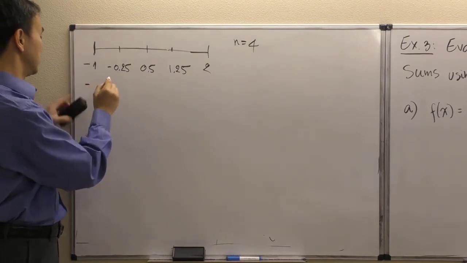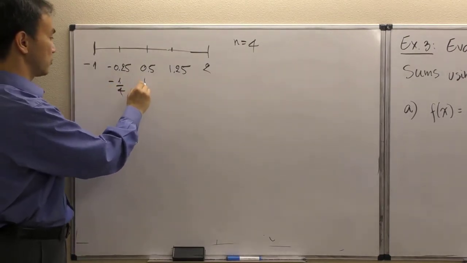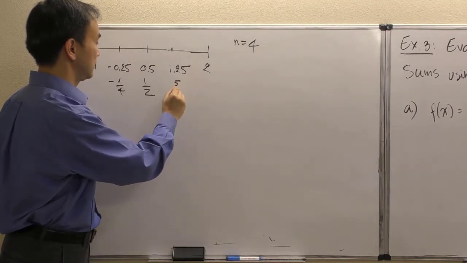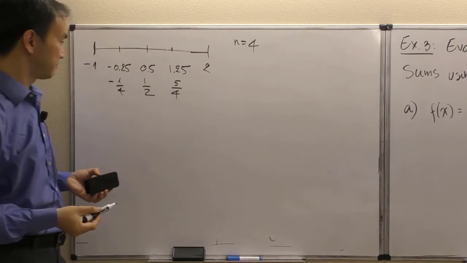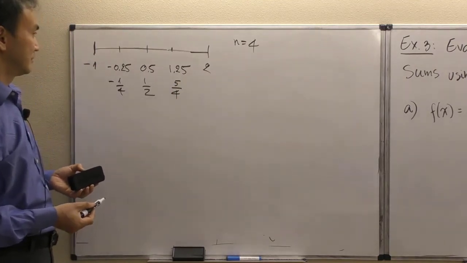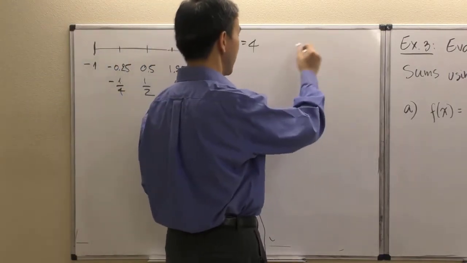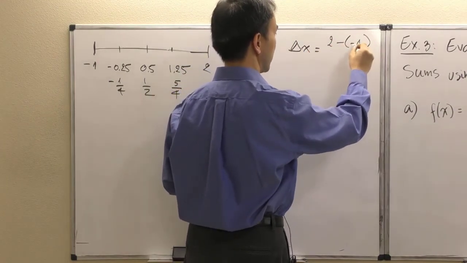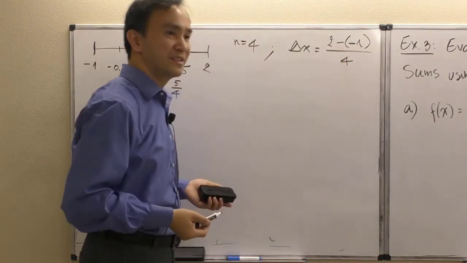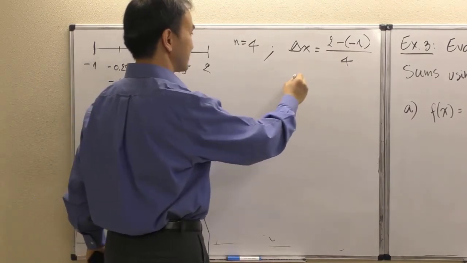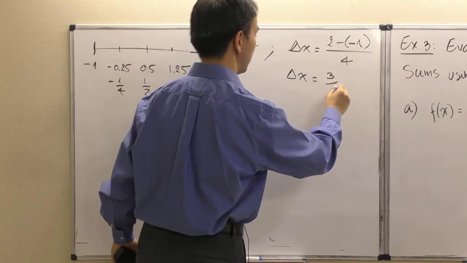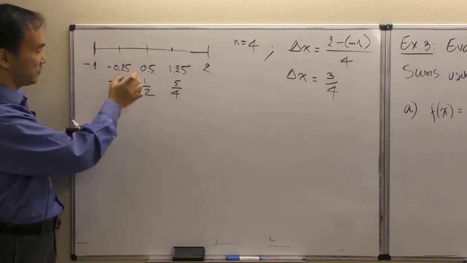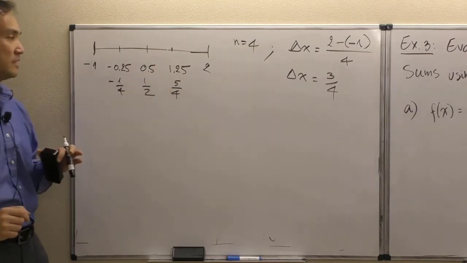And we can get these in numerical value. This is a negative 1/4, this is a 1/2 here, and this is a 5/4. And of course each of our delta x is the ending point 2 minus the beginning point negative 1, divided by 4 subintervals. Each delta x equals 3/4, and that's how it's consistent with each one of these. From negative 1, adding 3/4 we have negative 1/4, and then we keep adding 3/4.